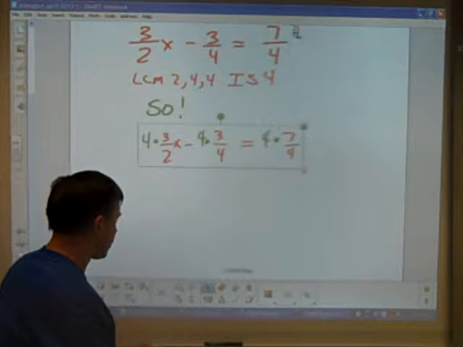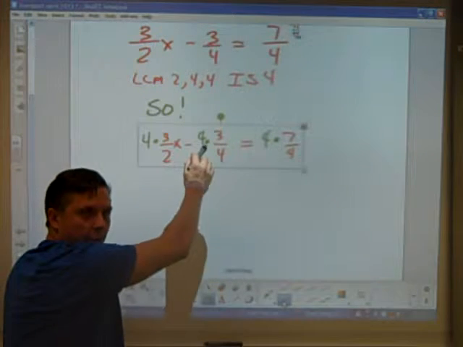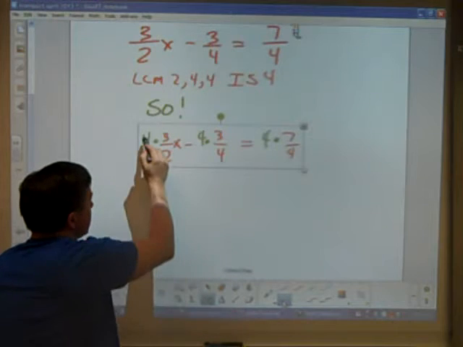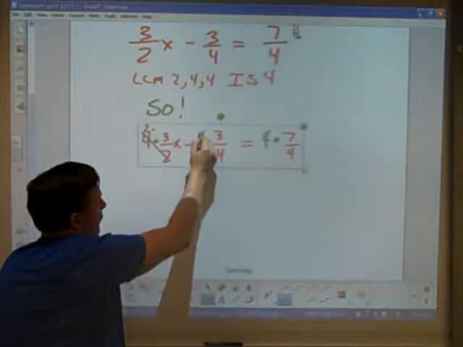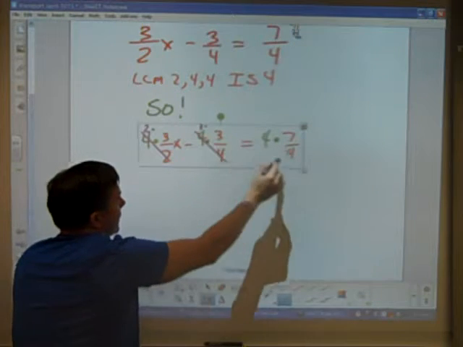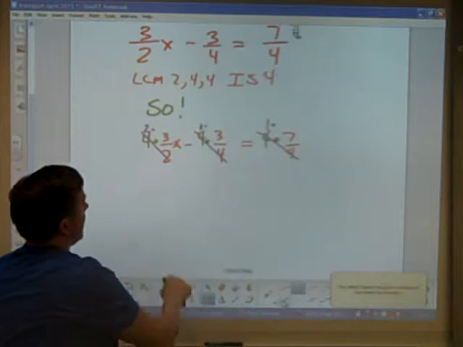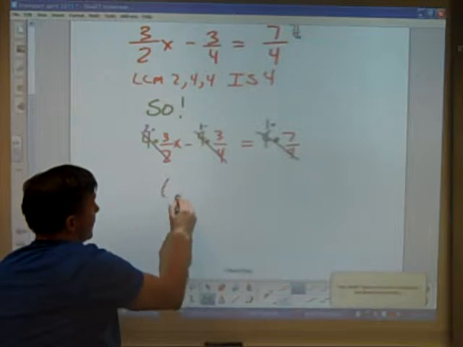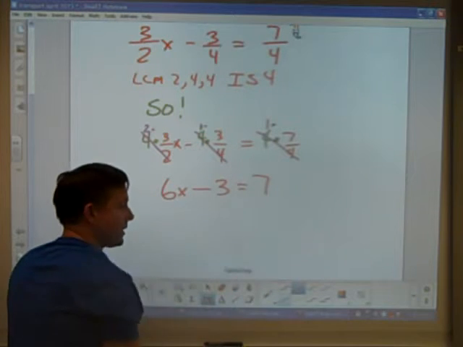Now, often students are brain locked here, and they insist on going 4 times 3. You don't really want to do that. I see 4 times 2. I see 4 over 2 is 2. I see 4 over 4 is 1. I see 4 over 4 is 1. All right, and when I do that, I get an equation here of 6x minus 3 equals 7.